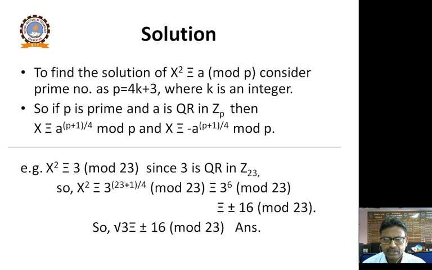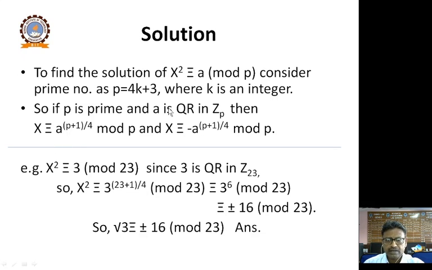So let us give an example. To find the solution of x square congruent to a mod p, consider the prime number p equal to 4k plus 3, where k is an integer. If p is prime and a is a quadratic residue in Zp, then x will be equal to the following. Now, what will be the solution?